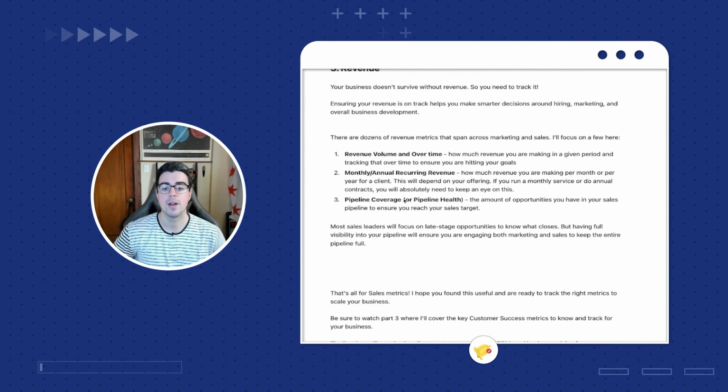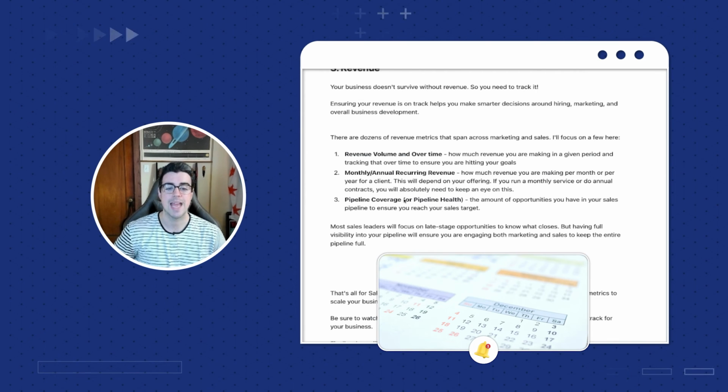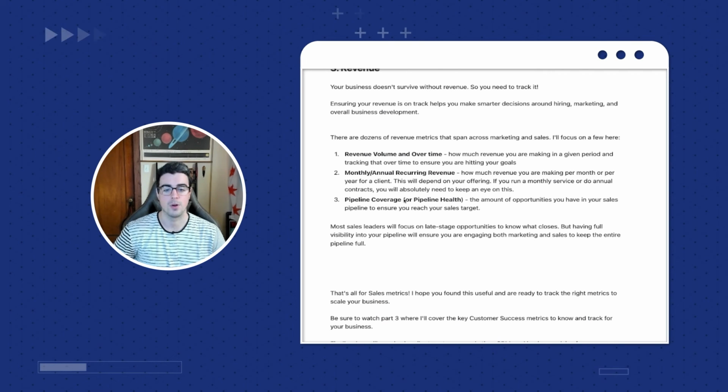Number two, monthly or annual recurring revenue. This is how much revenue you are making per month or per year for your clients. This will depend on your offering if you really want to focus on this or not. If you're running a monthly service or you do annual contracts, you will absolutely need to keep an eye on this. If you don't have a consistent system for projects or engagements with your clients, if they're really customized, you may not want to focus so much on monthly or annual recurring revenue, but you'll eventually want to systematize it over time.